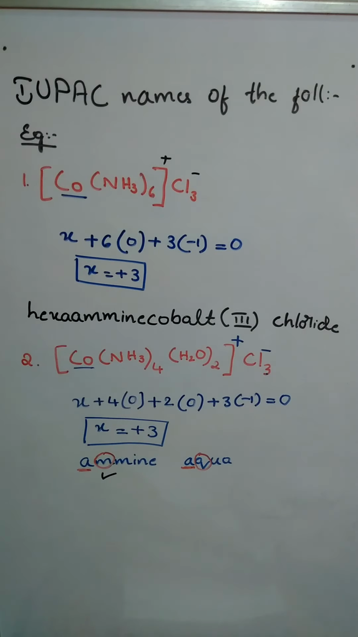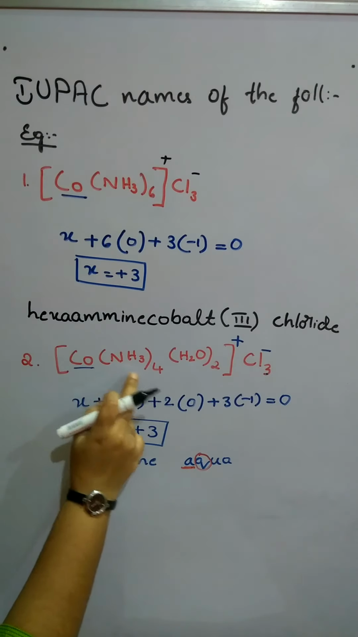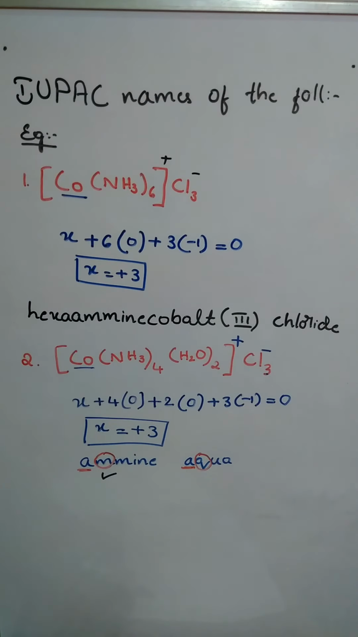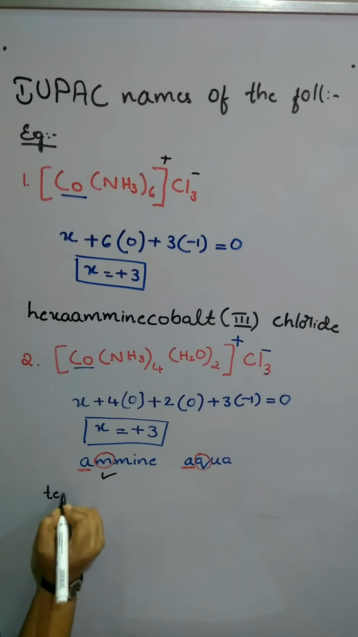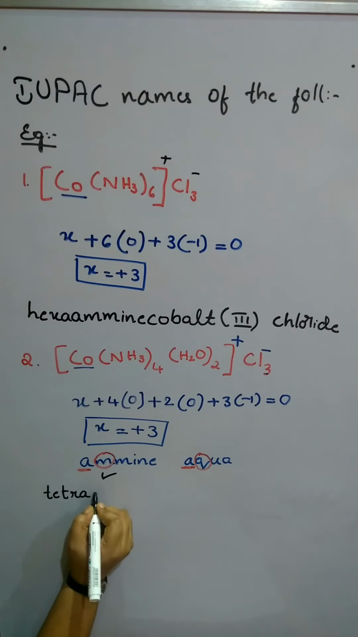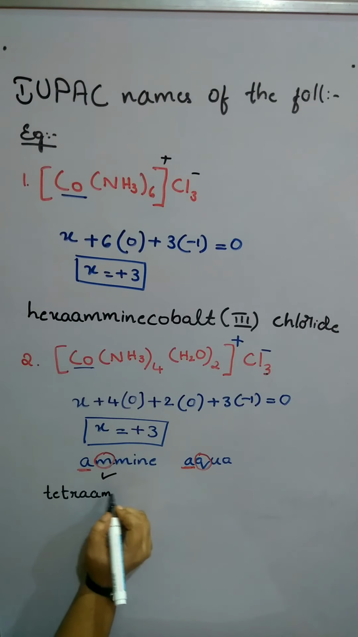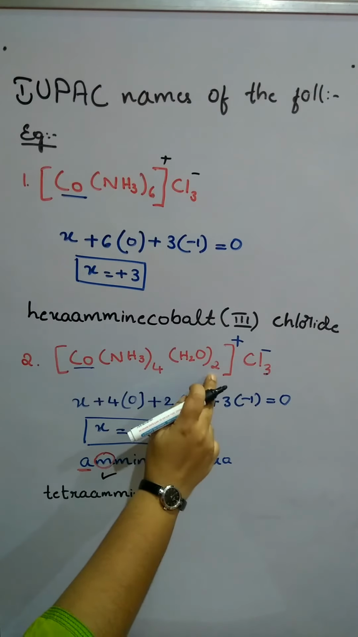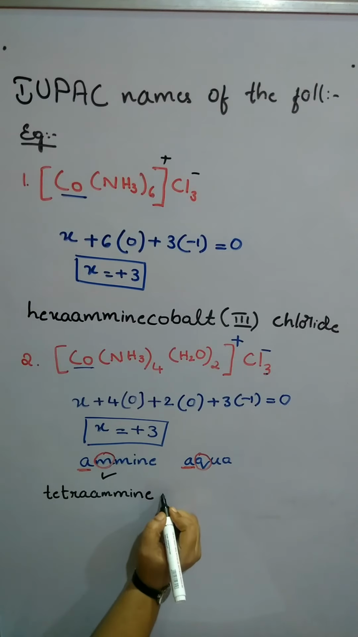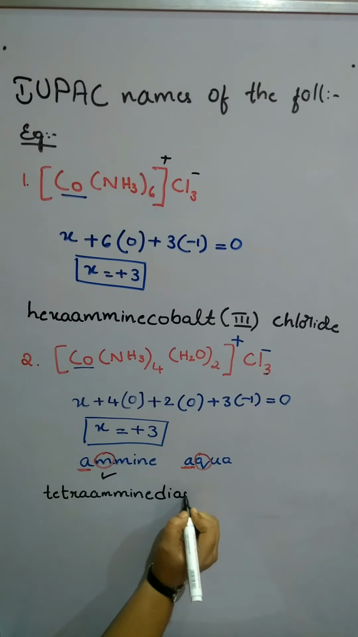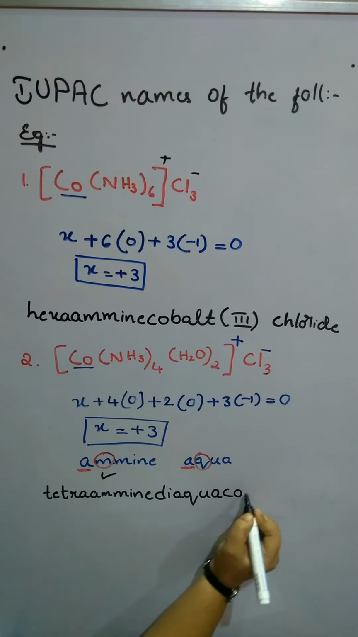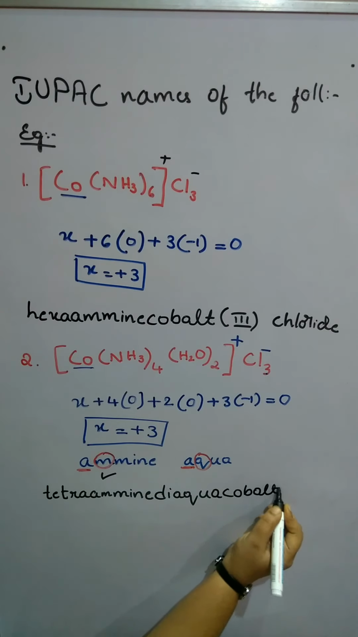So first we need to name amine, then it is followed by aqua. How many amine molecules are there? 4. So that 4 has to be written as the numerical prefix tetra. So the name becomes tetramine. How many H2O molecules? 2 H2O molecules. Diaqua. Metal is cobalt. Since it is a cationic complex, the name remains the same.